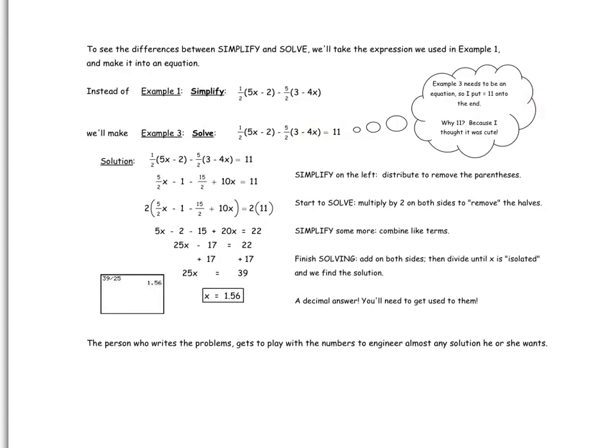I needed an equal sign and I needed a number, and I chose 11 because I thought 11 was kind of cute. Sad, I have no life. These are the kinds of things I do.